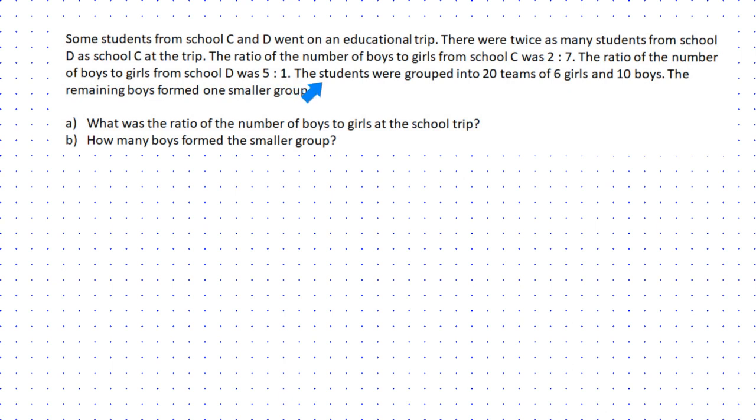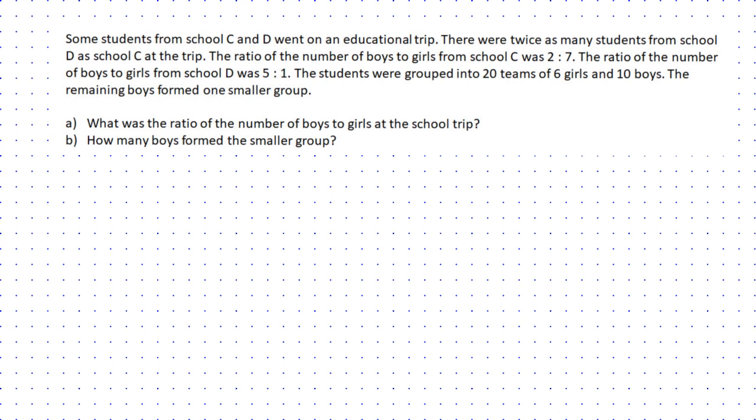The question goes on to say that the students were grouped into 20 teams of 6 girls and 10 boys. The remaining boys form one smaller group. So we understand that there are 20 teams and each team has 6 girls and 10 boys. And there are a few boys left which formed one smaller group. So question A is, what was the ratio of the number of boys to girls at the school trip?